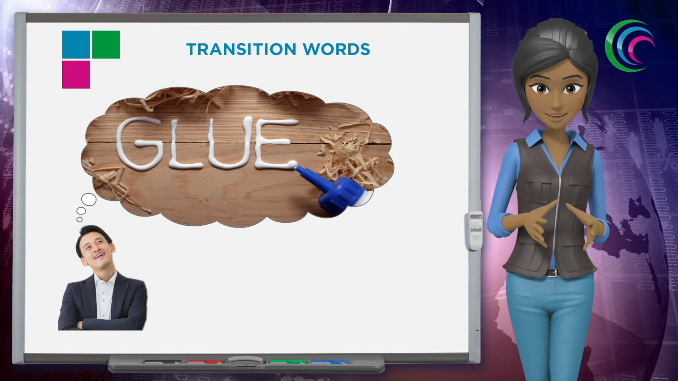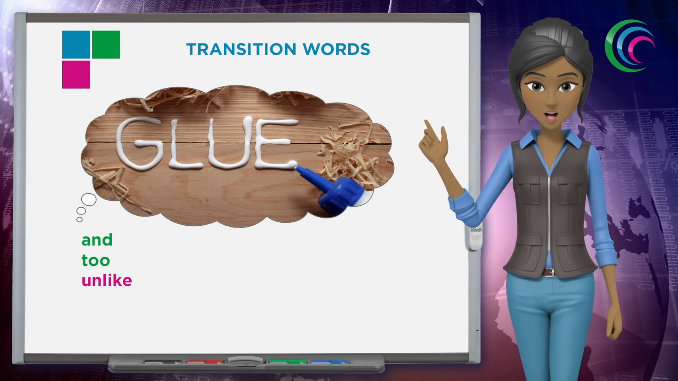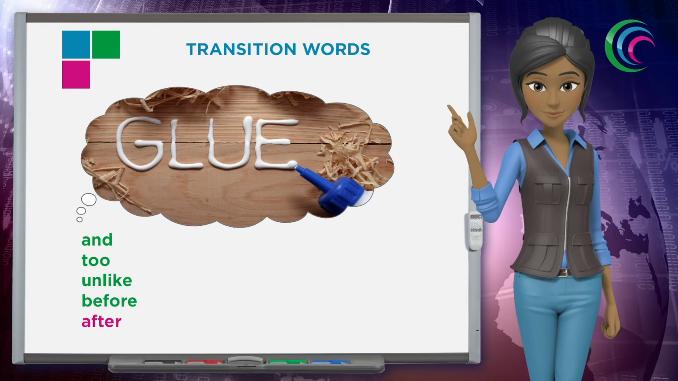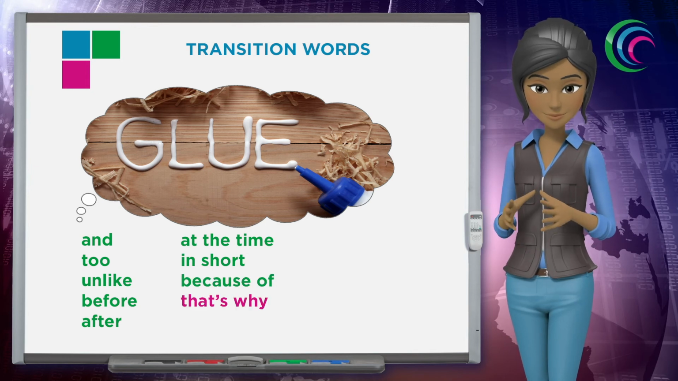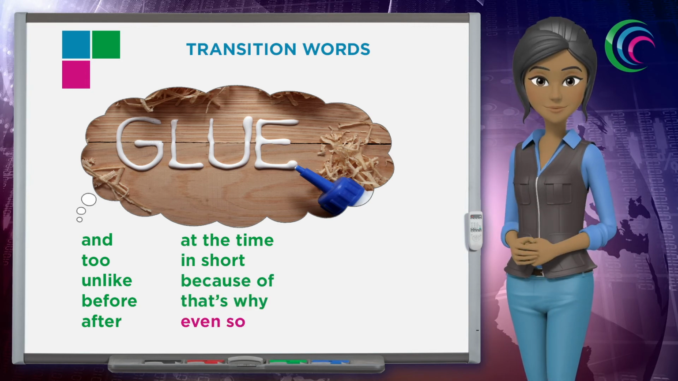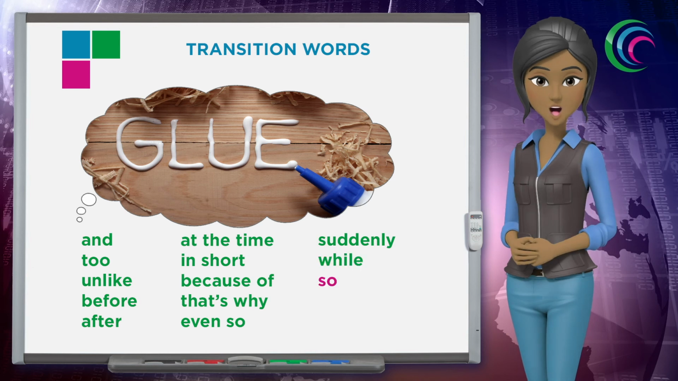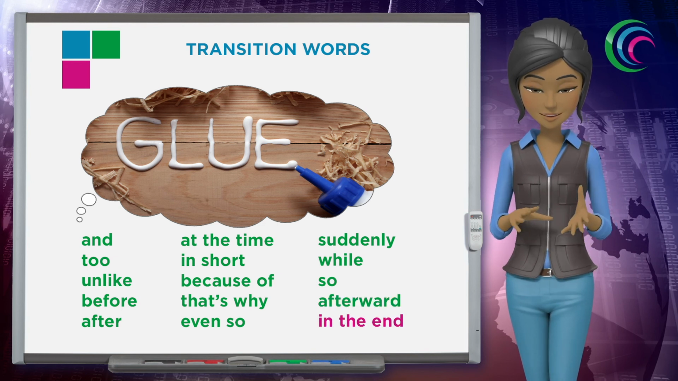Here is an overview of some transition words. And, to, unlike, before, after, at the time, in short, because of, that's why, even so, suddenly, while, so, afterward, in the end.